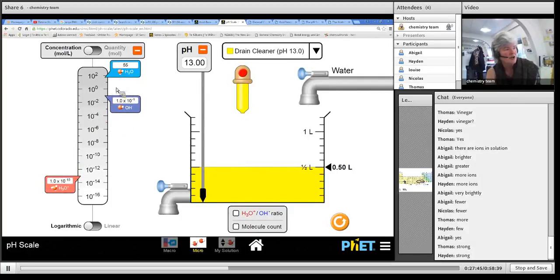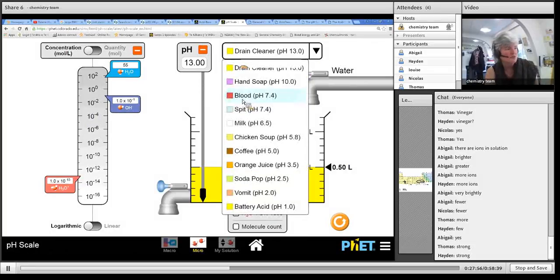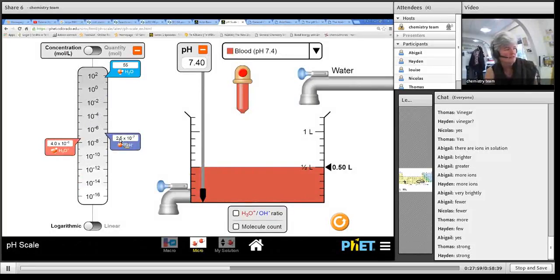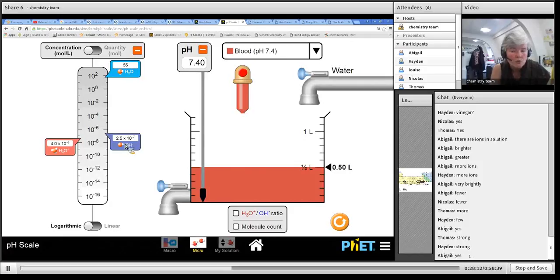Can you see how OH has gone up, sorry, it's become more concentrated. Hydronium has gone down by pretty much an equal amount. If I do blood, then can you see that one's dropped by an equal amount. So what can you tell me about the concentrations of those two? If I multiplied them together, would it always come to the same value? Yes, and that value would always be 10 to the minus 14.